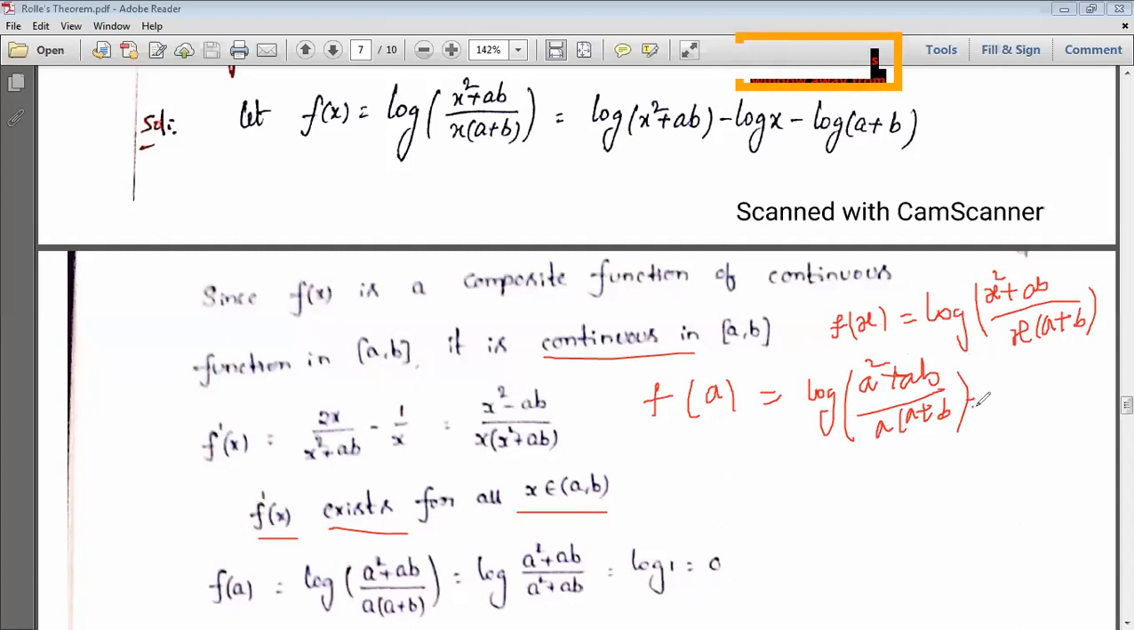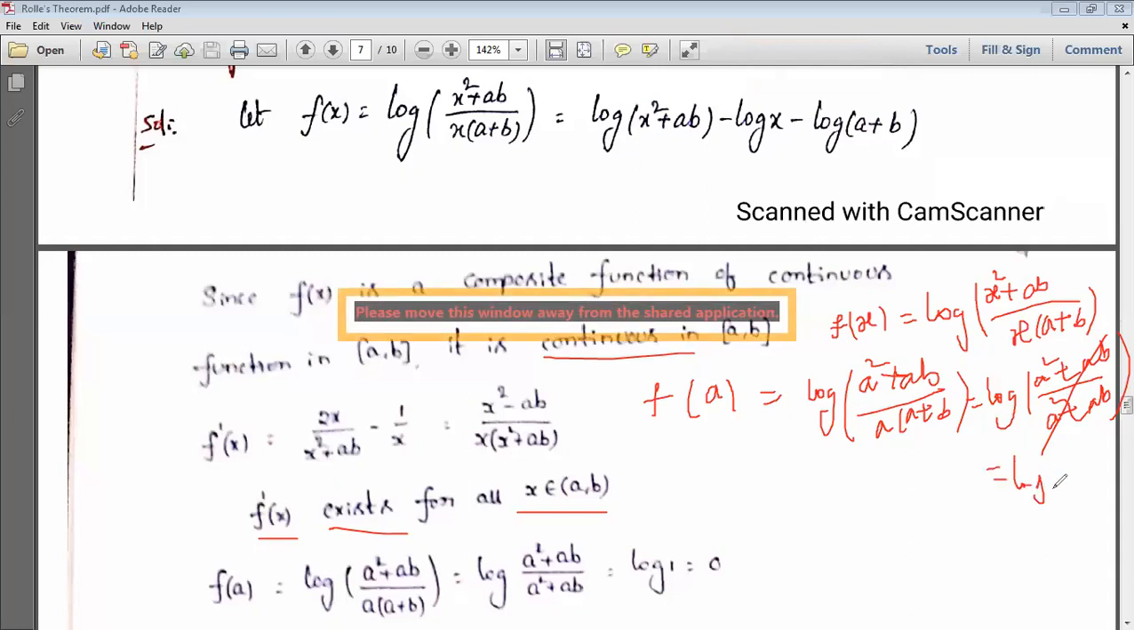If you multiply a inside the terms, we get a square plus ab by a square plus ab, since a into a is a square and a into b is ab. Here, a square plus ab and a square plus ab both cancel, and then we get log 1. So log 1 is nothing but 0. So f of a is equal to 0.